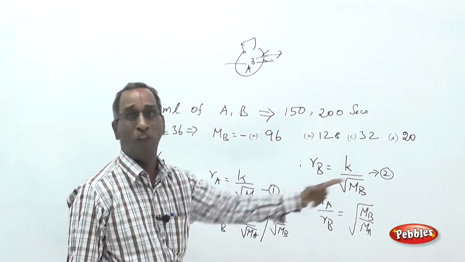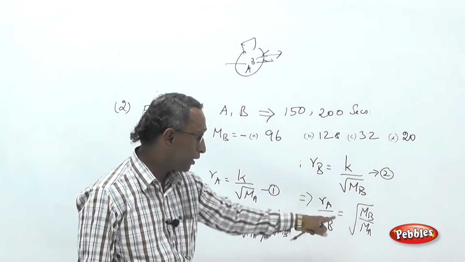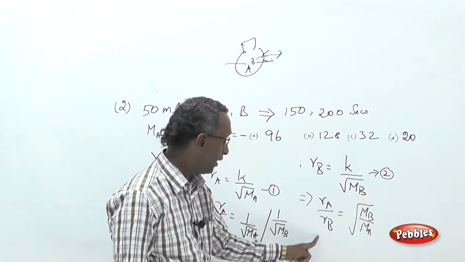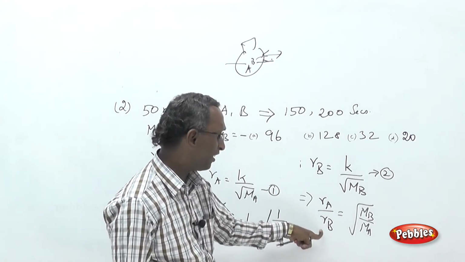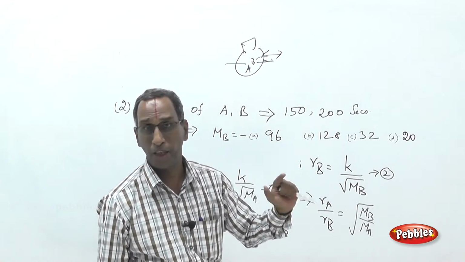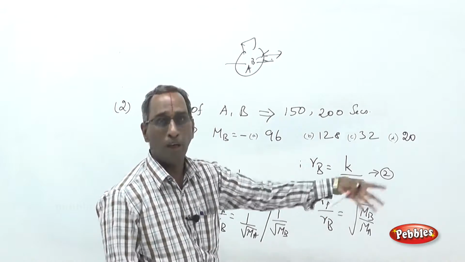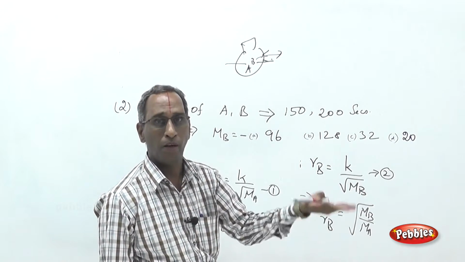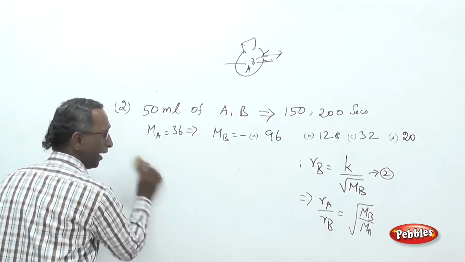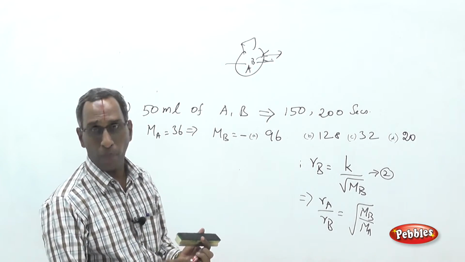Whenever rates of diffusion of two different gases of variable molecular weight are considered, it is inversely proportional. You can directly write rate A is inversely proportional to its molecular weight A, and rate B is inversely proportional to its molecular weight B. Inversely proportional means they get exchanged. Direct proportion means it will be directly RA by MA, like that. So that is to be noted. The final result you have to bear in mind: RA by RB equals root of MB by MA.